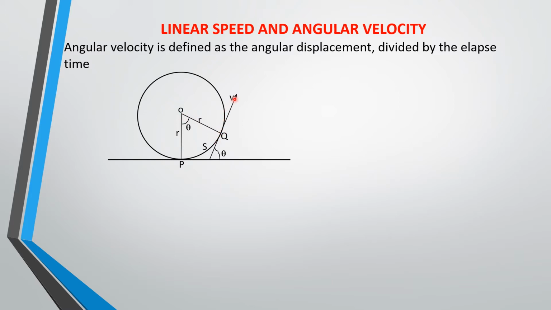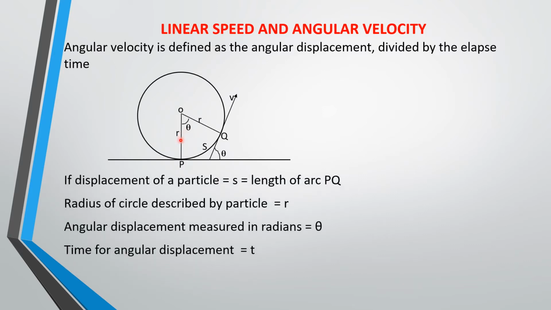The velocity is at a tangent to the circle. So we will derive an equation of linear speed and angular velocity from this diagram that we have here. That okay? So angular velocity is defined as the angular displacement divided by the elapsed time. That is this angular displacement divided by the time that it takes to describe this angle is known as angular velocity. We'll derive that equation shortly.